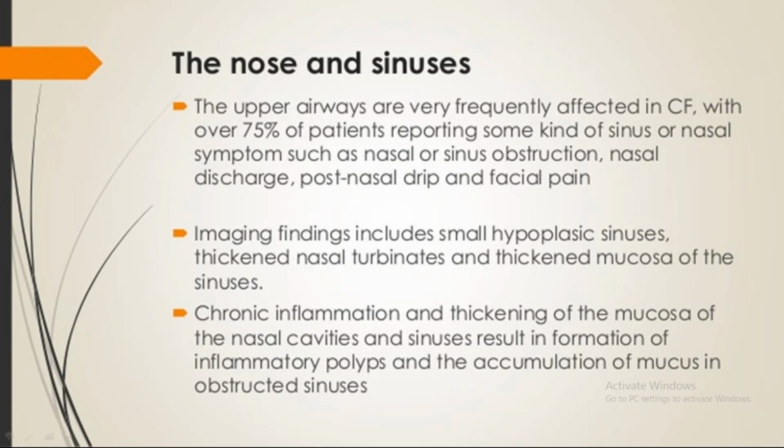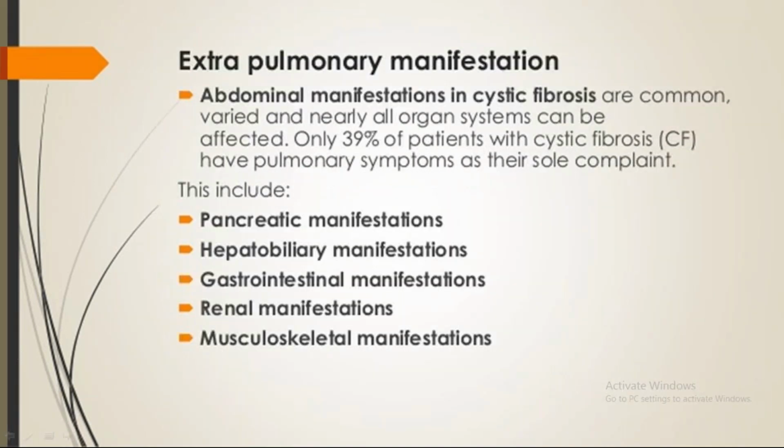Coming to the nose and sinus, it will lead to postnasal drip, facial pain, nasal obstruction, and nasal discharge. On examination, there will be thickened nasal turbinates or thickened mucosa of the sinus. Coming to extrapulmonary manifestations, pancreatic manifestations like steatorrhea, diabetes; hepatobiliary like cirrhosis, portal hypertension; gastrointestinal like meconium ileus, meconium peritonitis, GERD, malabsorption; renal manifestations like urolithiasis, renal stones; musculoskeletal manifestations like osteoporosis, as there is malabsorption of vitamins A, D, E, K.